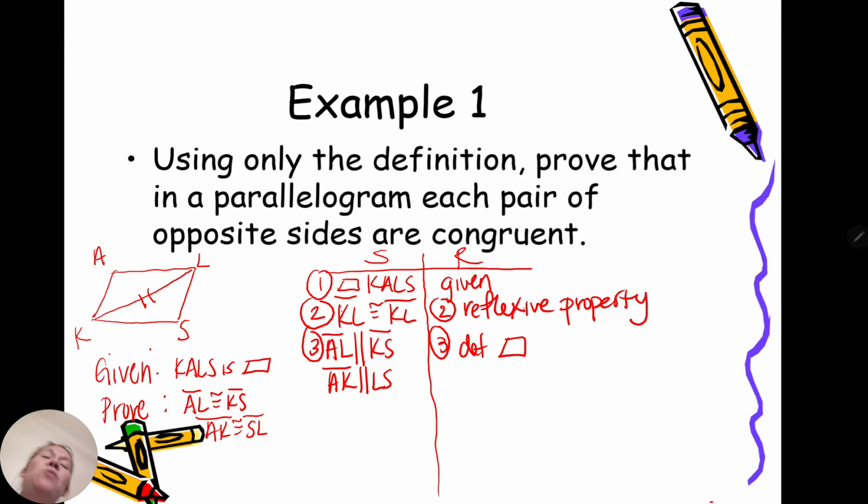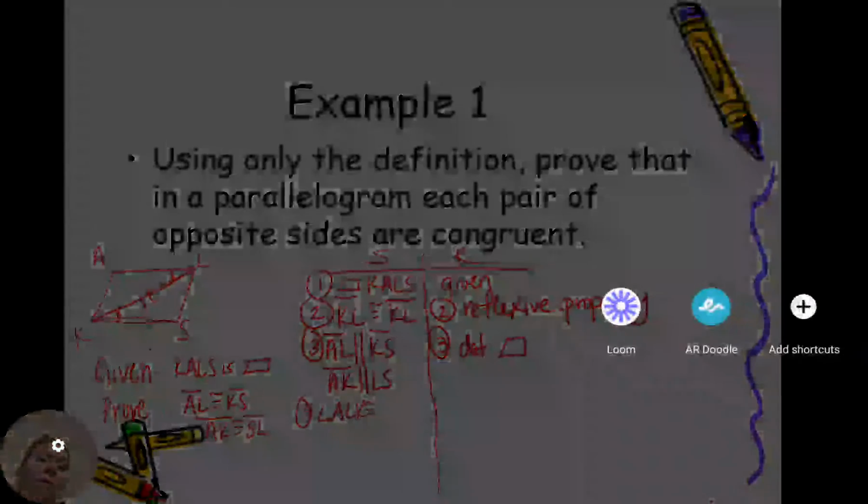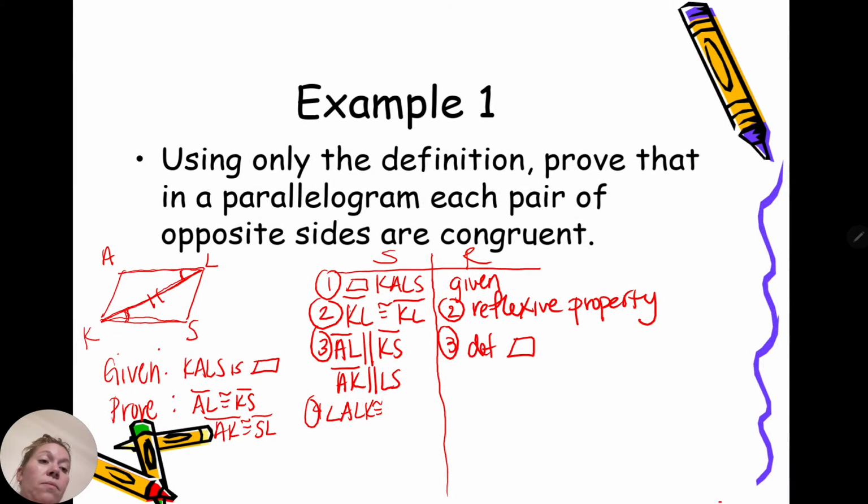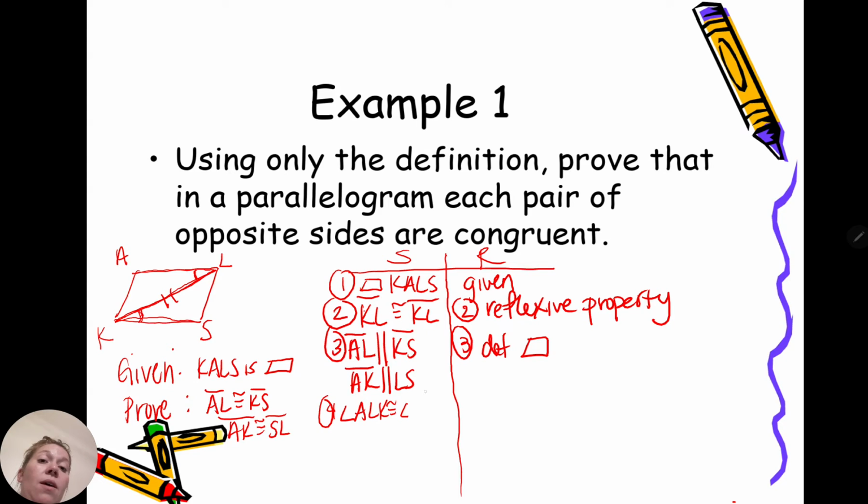If we have parallel lines, we have some congruent angles going on. So let's start with angle ALK is going to be congruent to angle LKS, because I believe those are alternate interior angles. ALK congruent to LKS. If parallel lines, then alternate interior angles congruent.